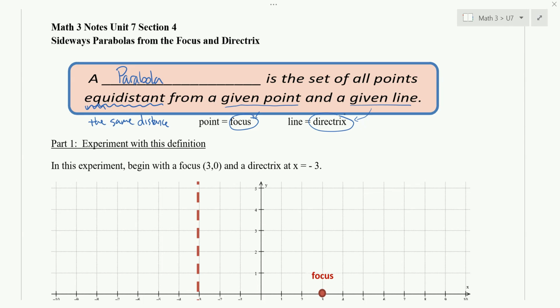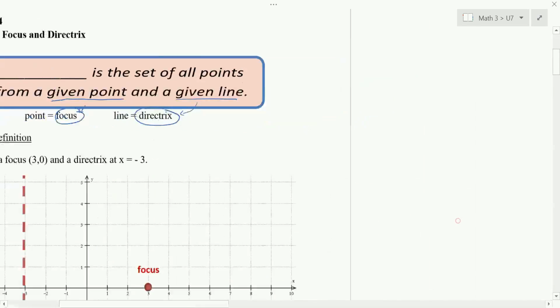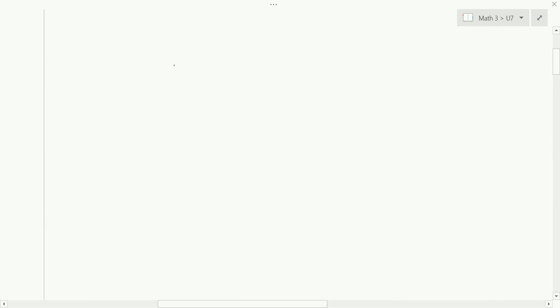Now, if I asked you for the definition of a circle, what would that be? It would almost read the same as this. It would say a circle is the set of all points equidistant from a given point, and stop there. And wouldn't have that second part, and a given line. A circle is the set of all points equidistant from a given point, which we call the center of that circle, and that equidistant part is the radius of that circle. Now we throw in a second thing. We have a point and a line, and it's got to be equidistant to both, and that creates your parabola.